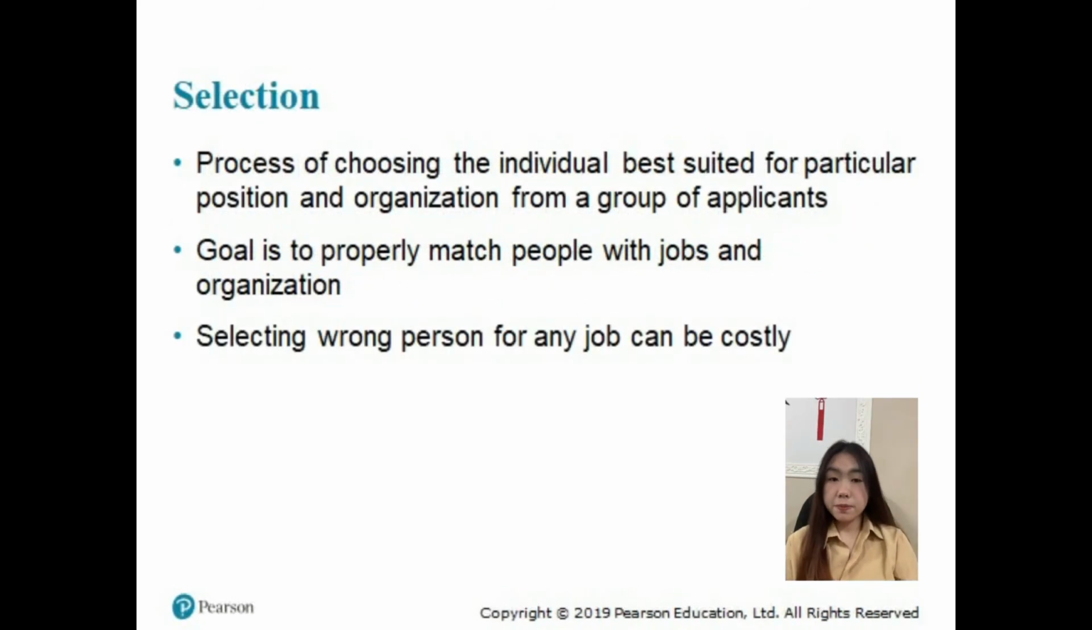Next, I will explain the employee selection process. Selection is the process of choosing the individual best suited for a particular position and the organization. Properly matching people with the job and the organization is a goal of the selection process. If individuals are overqualified, underqualified, or for any reason do not fit either the job or organization culture, they will be ineffective and probably leave the firm, voluntarily or otherwise.